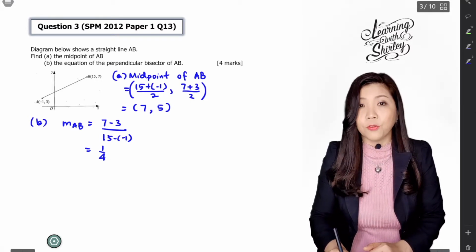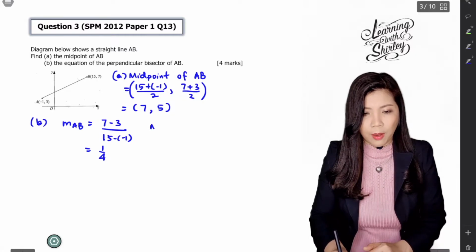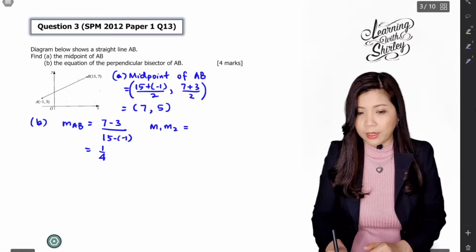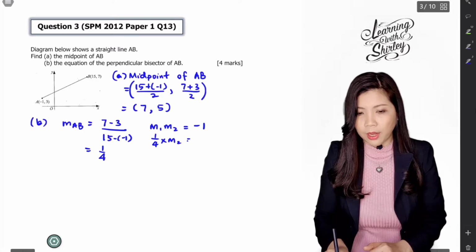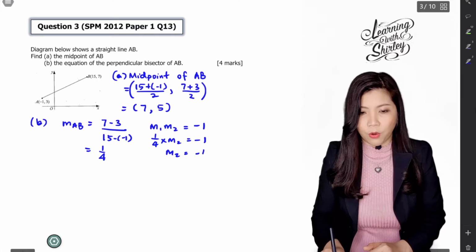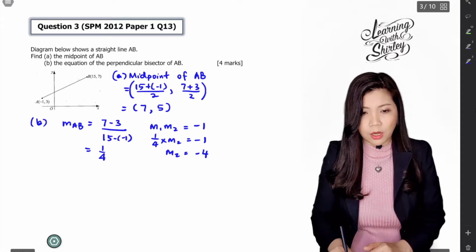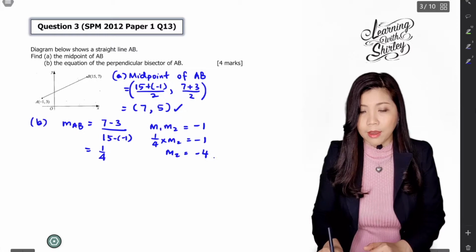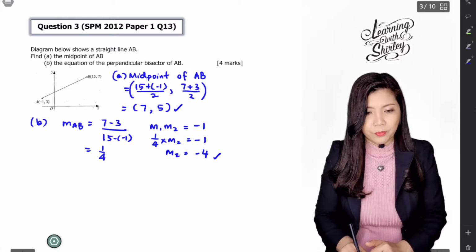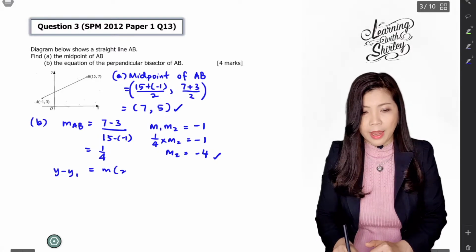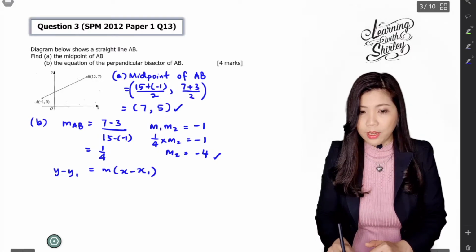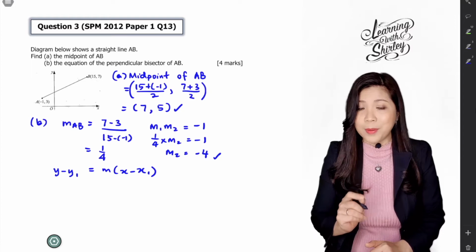After that, I need to find the normal. So I'm going to use m1 m2 equals -1. So m1 is 1 over 4, so m2 equals -1 times 4, which is -4. So I'm going to use the midpoint and the m2 to put into y minus y1 equals m times x minus x1 to find the equation of the perpendicular bisector of AB.